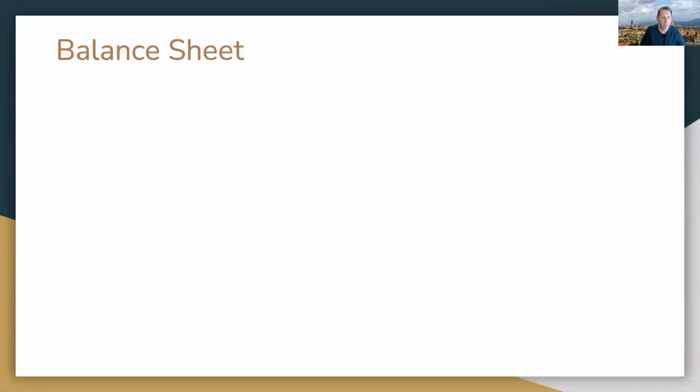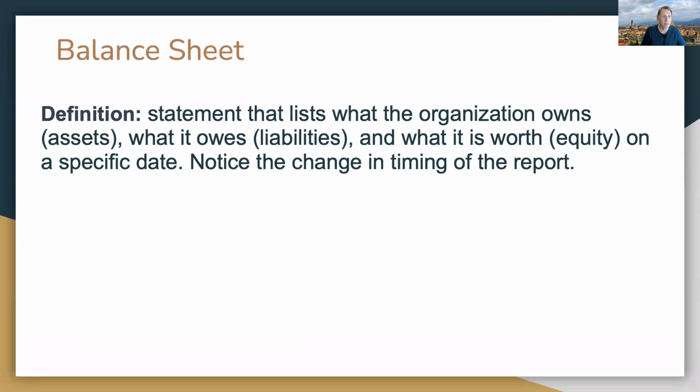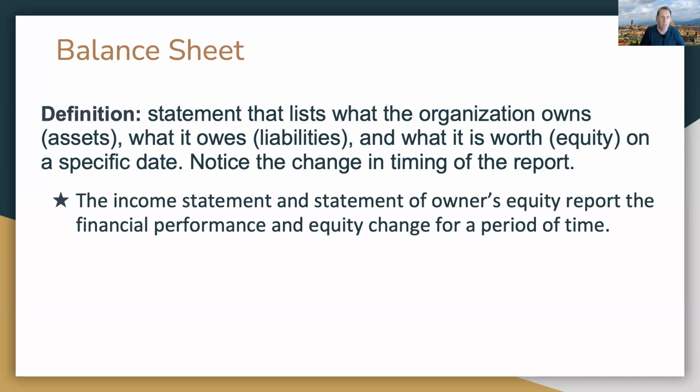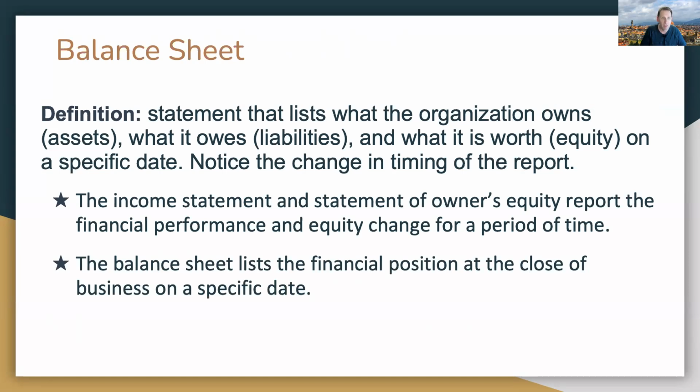Next is the balance sheet. This is a statement that lists what the organization owns, its assets, and what it owes, its liabilities, and what it is worth, the equity, on a specific date. Notice the change in the timing on the report. The income statement and statement of owner's equity report the financial performance and equity change for a period of time. The balance sheet lists the financial position at the close of business on a specific date.